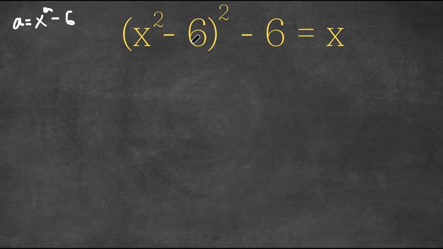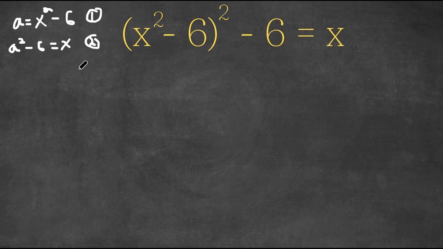And if this is true, and if we substitute in a for x squared minus 6, our equation would be a squared minus 6 is equal to x. So now if this is true, let's say this is equation 1 and this is equation 2.